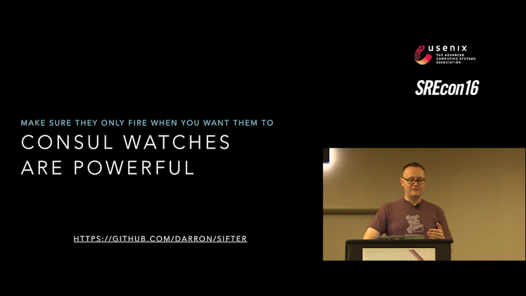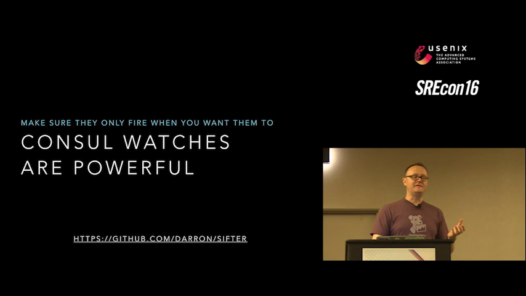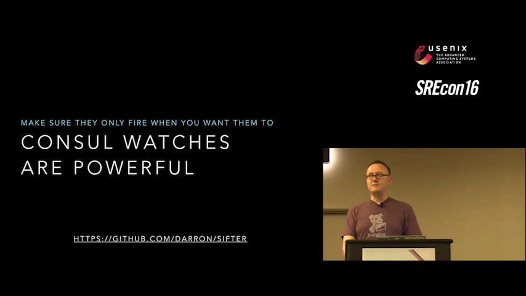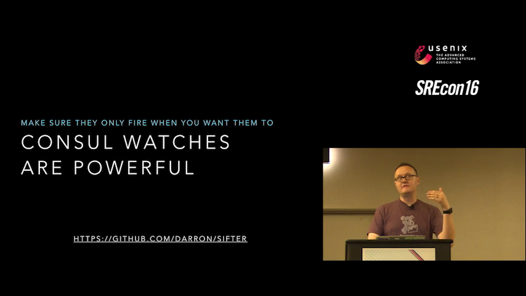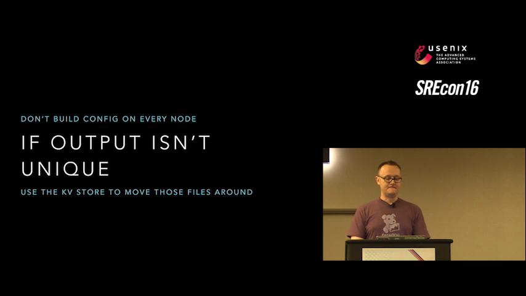Consul watches are powerful, and it's how we distribute data using the key value store efficiently, but they can fire a bit too often. I have a small Go utility that I wrote that we've been using to make sure that they only fire when they're supposed to. It tracks the state and the time that the last watch was fired, and then it won't refire if it's still in the same state. It's called Sifter, and it's available on GitHub. We use it in production at Datadog, and it's worth a look.